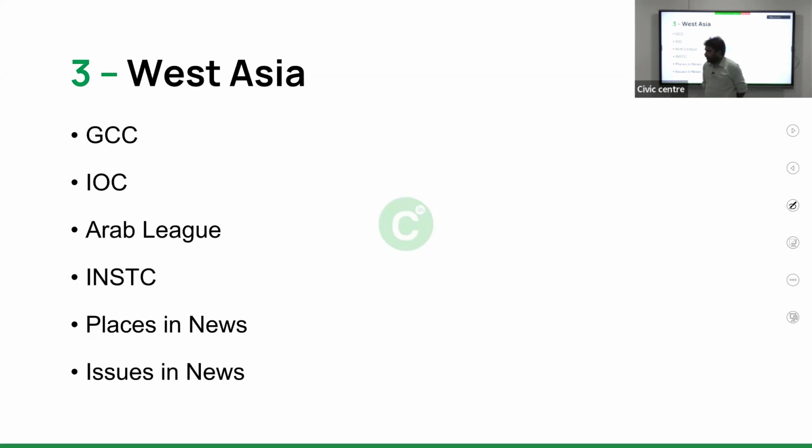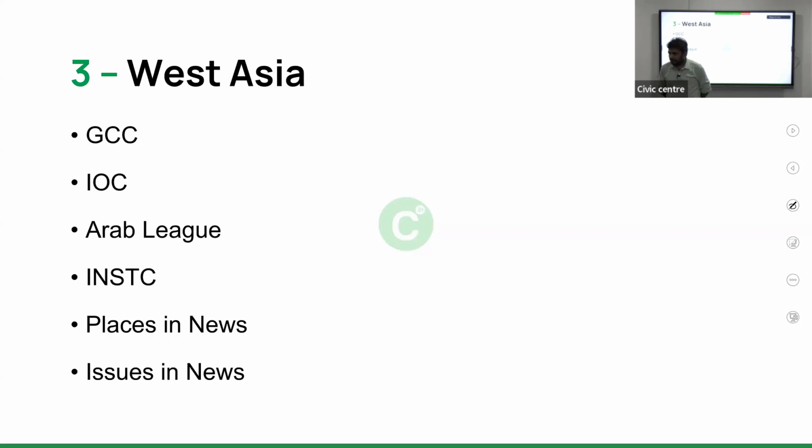Gulf Cooperation Council, GCC, consists of 6 members. Write down the members. When the number of members in an organization is a single digit, you have to remember the nations. Is Yemen a member of this one? No, Yemen is not a member. Oman, UAE, Saudi Arabia, Qatar, Bahrain, Kuwait.